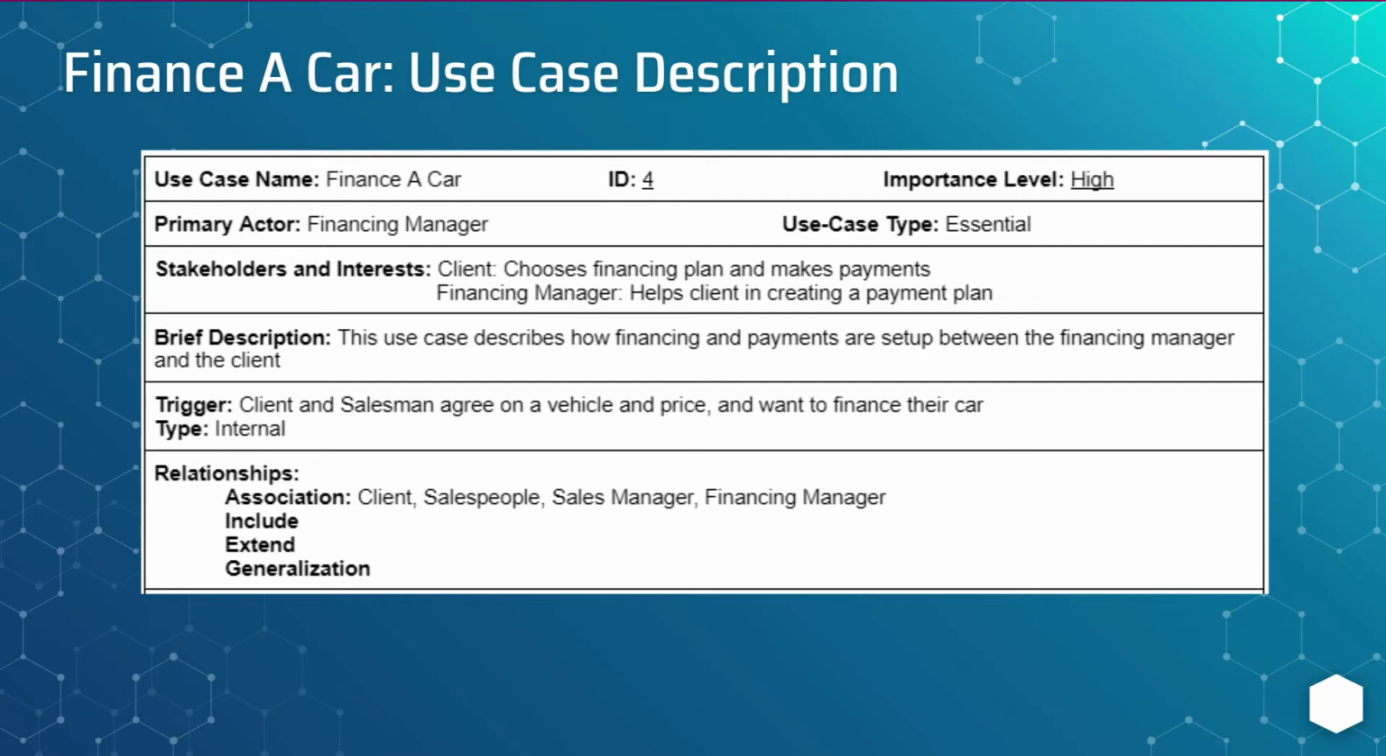The trigger for this use case is when the client and the salesman agree on a vehicle and price, and then the client decides that they want to finance their car to pay for it. As for relationships, the associations for this use case are the client, the salespeople, the sales manager, and then the financing manager.